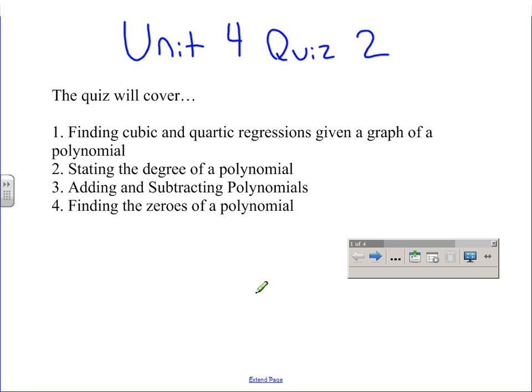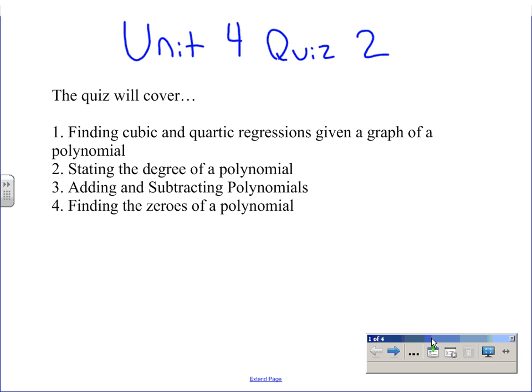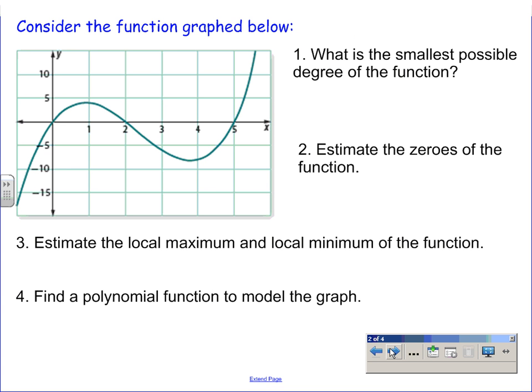So as promised today in class, as you saw on your handout, the quiz will cover finding cubic and quartic regressions given a graph of a polynomial. It will cover stating the degree of a polynomial, adding and subtracting polynomials, and finding the zeros of a polynomial. So let's go ahead and talk about what that looks like.